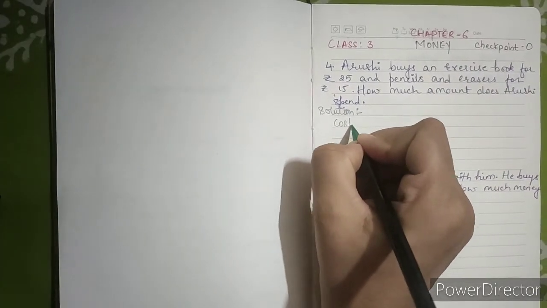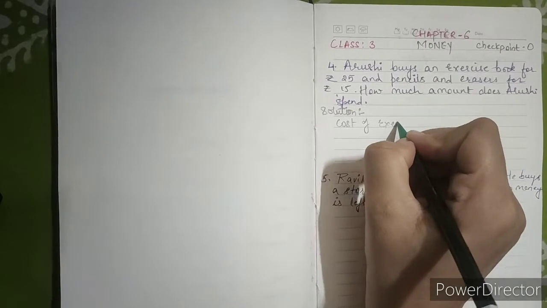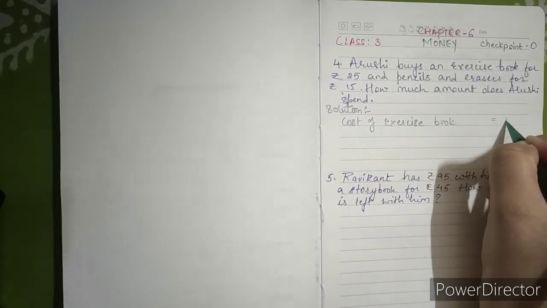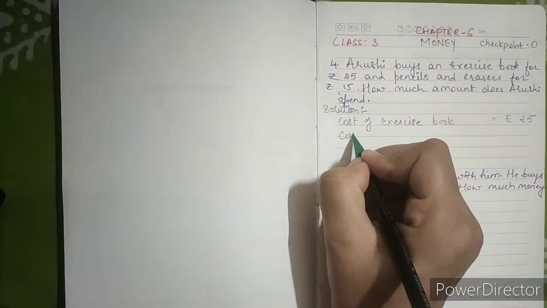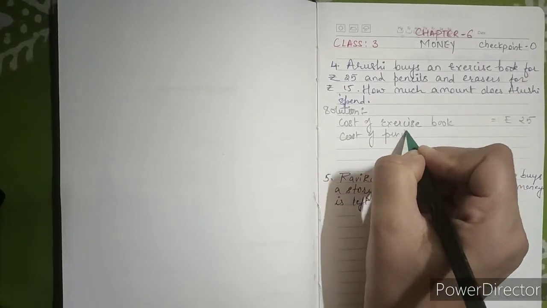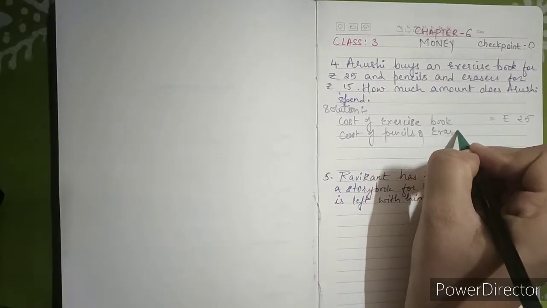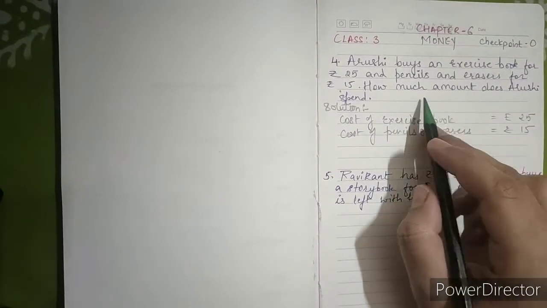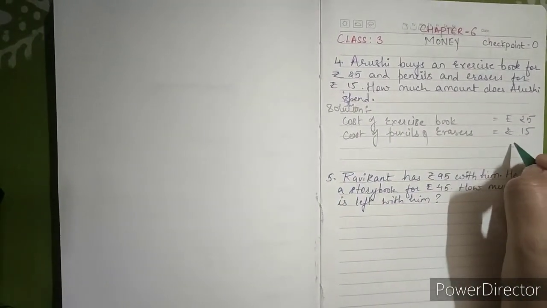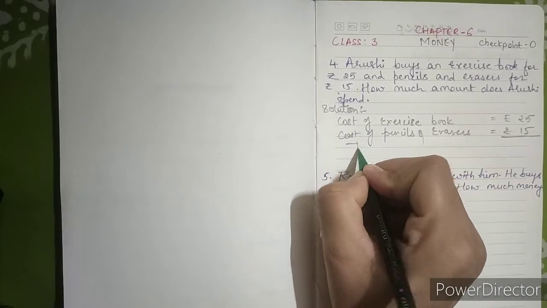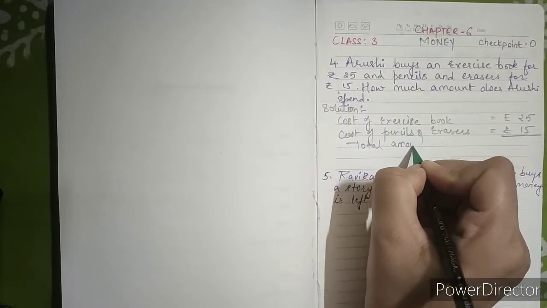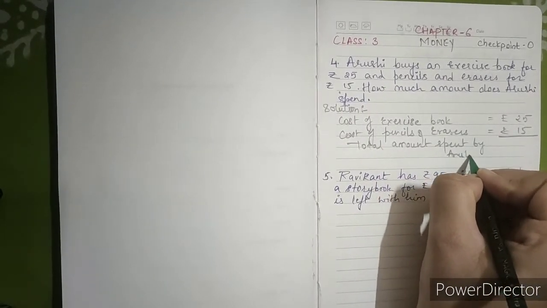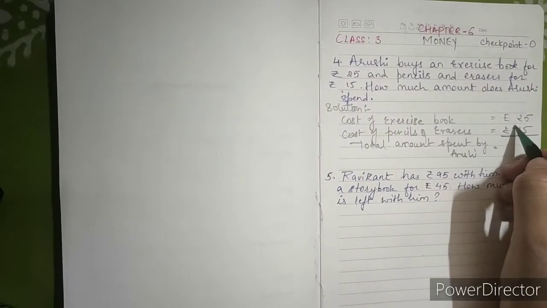As we know, the cost of the exercise book is rupees 25. So our first statement is cost of exercise book is rupees 25. Next, cost of pencil and eraser equals rupees 15. So we have to find out how much amount Arushi spent. So next we will write total amount spent by Arushi equals 25 plus 15.